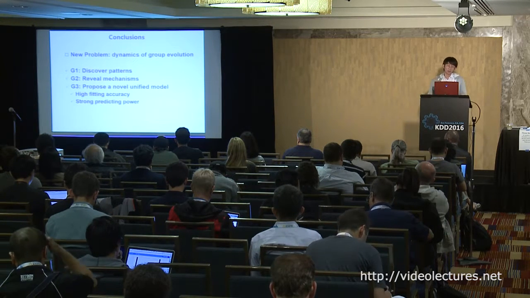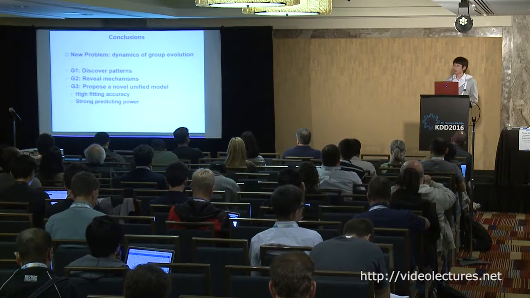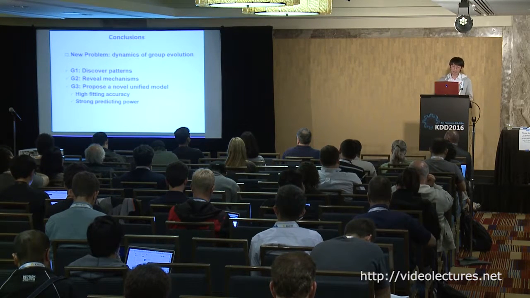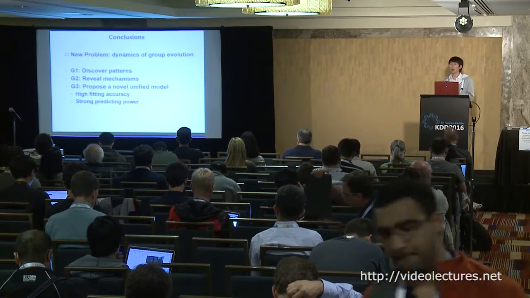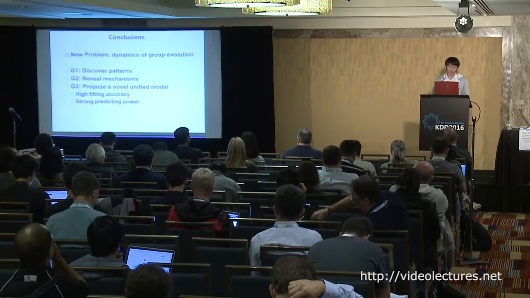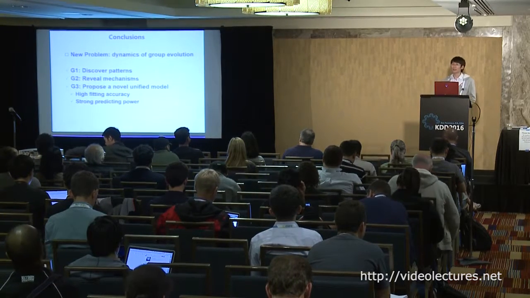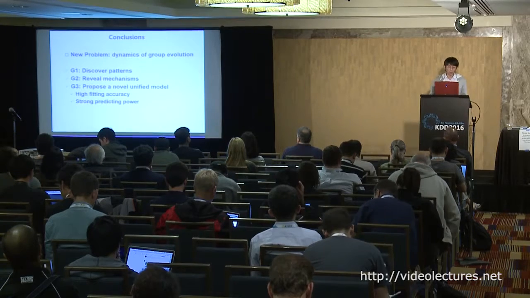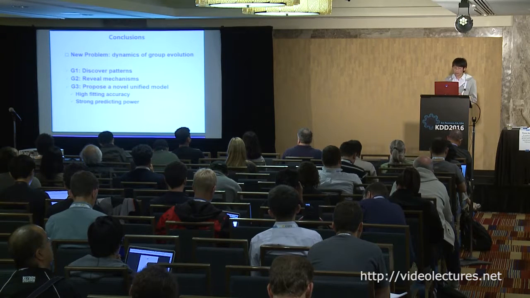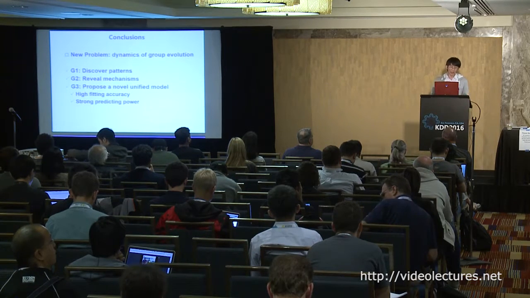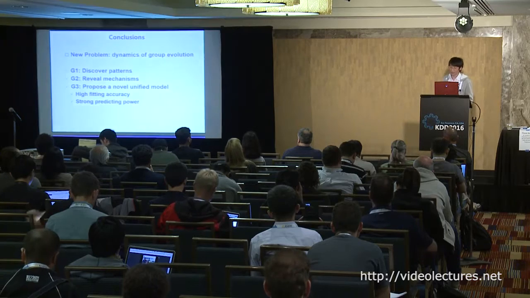So in this work, we find a new problem, the dynamics of group evolution, that was not studied before. And then we accomplished three goals. First, we discovered the temporal patterns of social group evolution. Second, we revealed different mechanisms in both the join and the quit process of group evolution. Finally, we proposed a novel unified model. The unified model can fit different patterns accurately, and it has strong predicting power. So this is what we do in this work. Thanks.